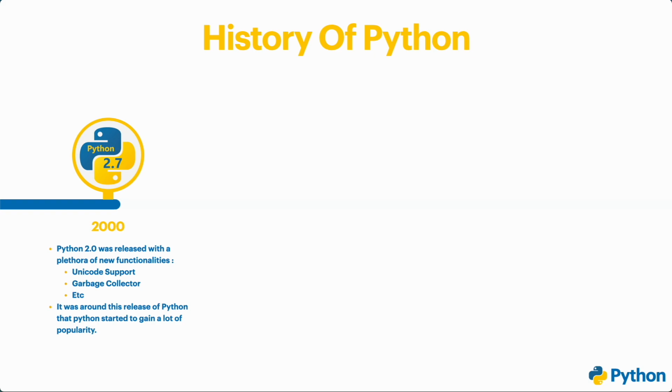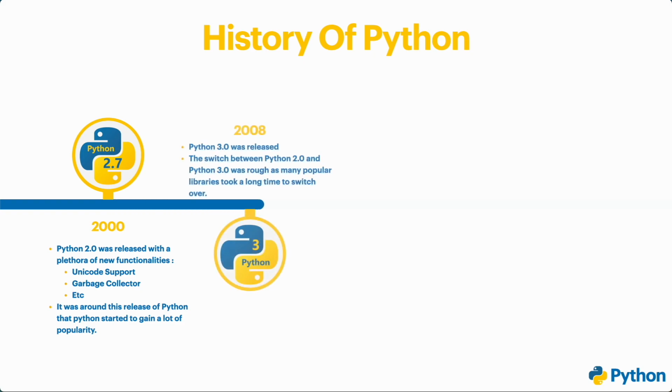And then the next major release of Python would come in 2008 in the form of Python 3.0. Now, Python 3.0 was ultimately a success, but the switch between Python 2.0 and Python 3.0 was rough, as many people really didn't want to switch between the two versions because they just thought Python 2.0 was too good and they just didn't want to switch over to Python 3.0. It was kind of like an if it ain't broke, why fix it situation.